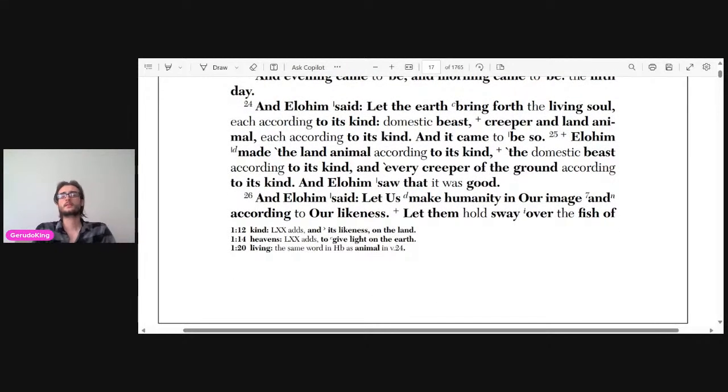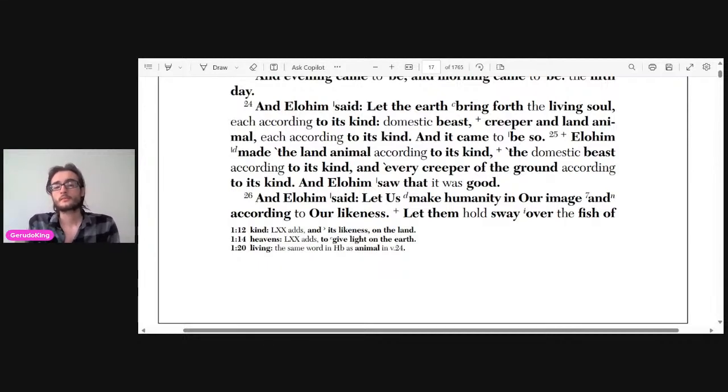And Elohim said, Let the earth bring forth the living soul, each according to its kind, domestic beast, creeper, and land animal, each according to its kind. And it came to be so. Elohim made the land animal according to its kind, the domestic beast according to its kind, and every creeper of the ground according to its kind. And Elohim saw that it was good.